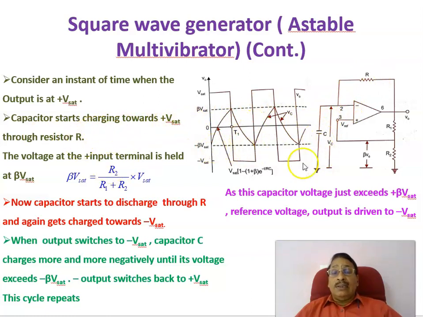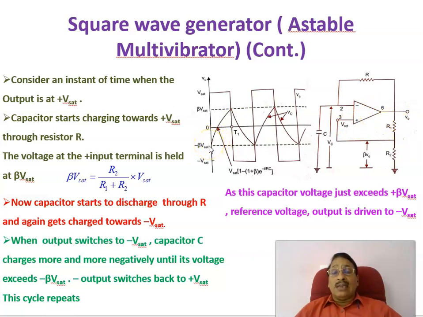But at the same time, you can see that the reference voltage is equal to beta times V sat. Once the capacitor voltage just exceeds beta V sat, where beta equals R2 divided by R1 plus R2, the output, which was previously plus V sat, will change to minus V sat. That is what is happening here.